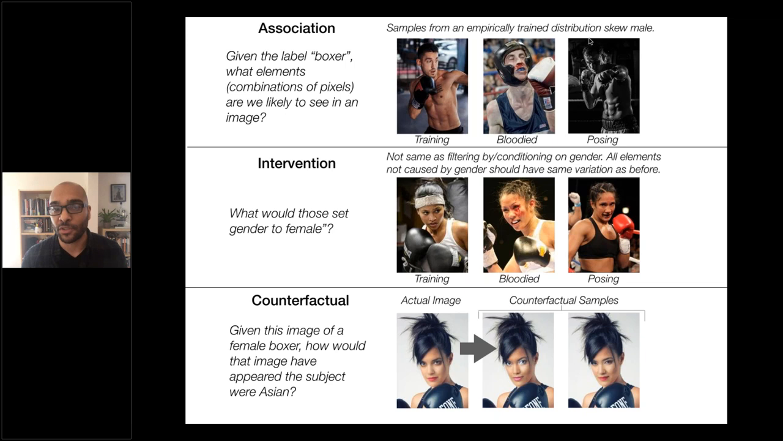In this case, we would take the image of an individual boxer, and we'd ask a very specific question. Say, for example, what would this image look like if we changed her ethnicity to Asian? Everything else stays the same, and just the things that are downstream of that ethnicity abstraction would change. In this case, some of the features of the face.